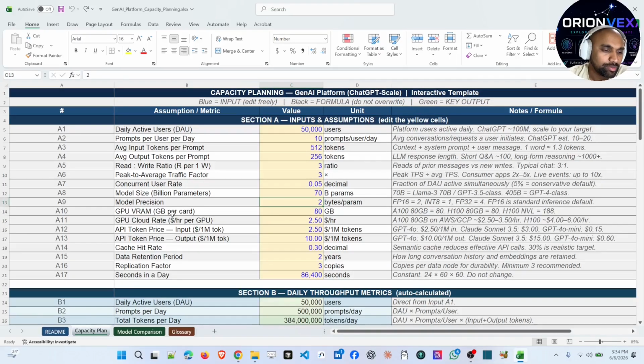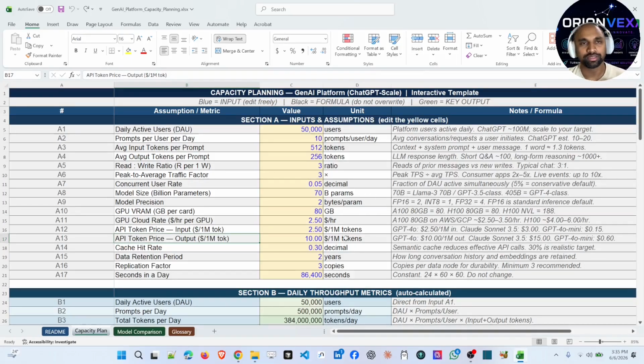GPU VRAM requirement, we are considering 80 GB of video RAM. Then GPU cloud rate, we are expecting around $2.50 per hour for the A100. For the H100, it will range from $4 to $6 per hour. API token price, we are considering $2.50 per 1 million tokens for input. For output, it is a little higher, starting around $10 per 1 million tokens.